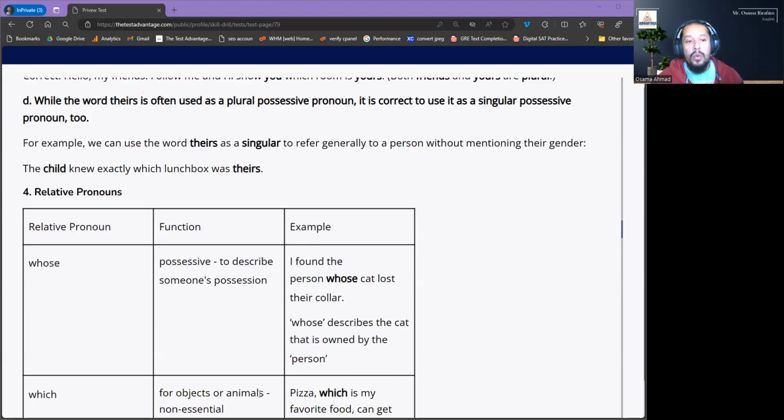D. While the word theirs is used for plural possessive, it can be used for singular possessive. Unique situation as well. Here, the child knew exactly which lunchbox was theirs. So في 2 options هنا, right?